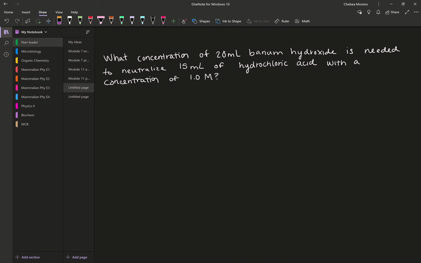So we just went over our acid-base reaction, so let's actually put that to use. Let's figure out why we need to know how to write these reactions, right? Okay, so we're gonna read this one. It says, what concentration of 20 milliliter barium hydroxide is needed to neutralize 15 milliliters of hydrochloric acid with a concentration of 1 molar?